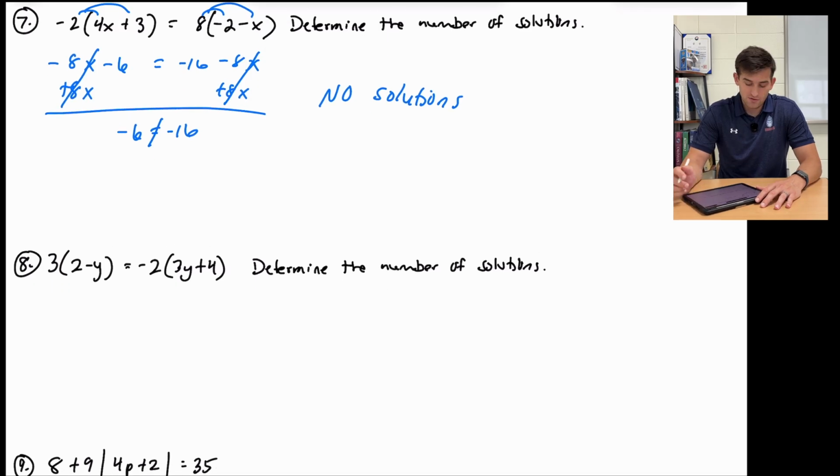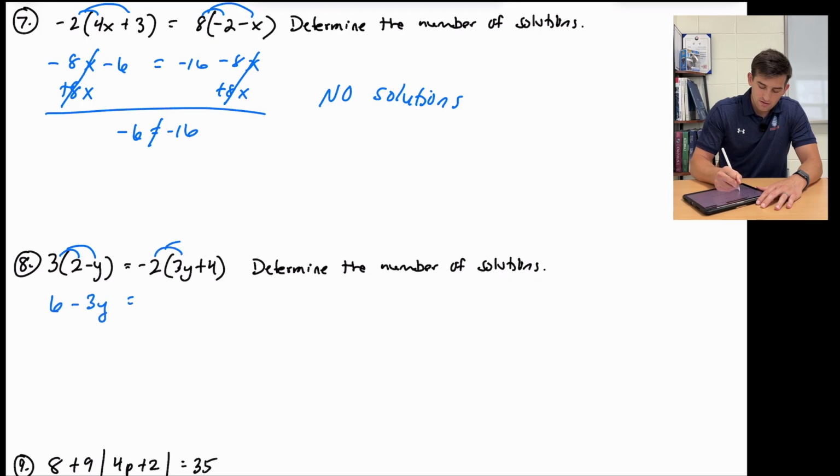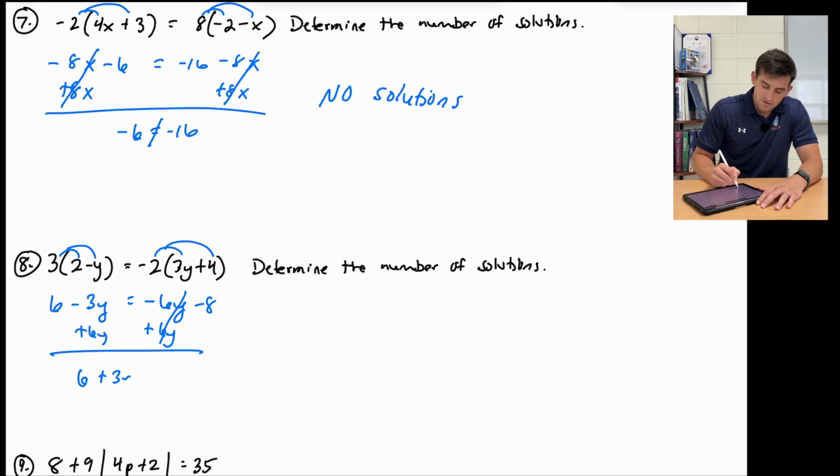Okay. All right. Number 8, same thing. We're going to determine the number of solutions. So let's distribute to simplify. 3 times 2 is 6, minus 3y. Distribute our -2, -6y minus 8. And let's go ahead and add 6y to both sides. So that will give me 6 plus 3y equals -8.